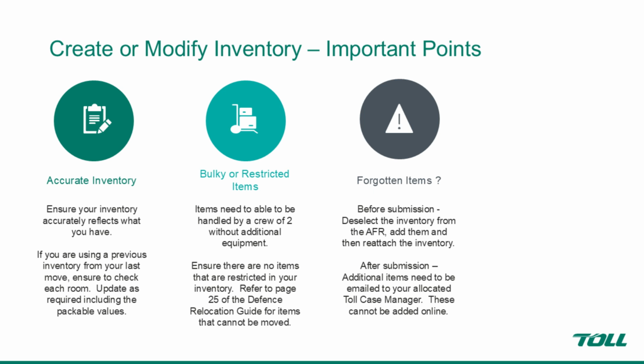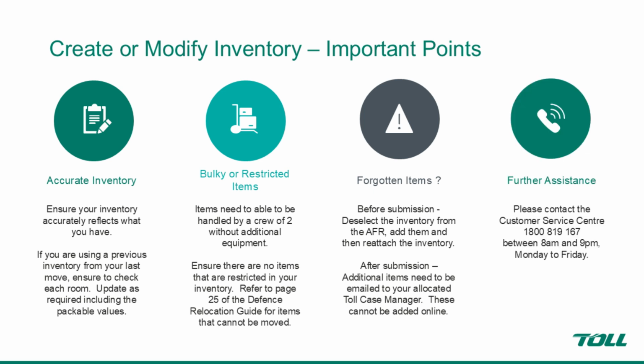If you have forgotten to list something prior to submission, simply deselect the inventory from the application, and you should then be able to add any additional items before reattaching it. Once your application for relocation has been submitted, any changes to the inventory need to be communicated to your assigned case manager. If you require any assistance with this, please call the Customer Service Center on 1-800-819-167 between 8 a.m. to 9 p.m., Monday to Friday, and they will be pleased to assist you.